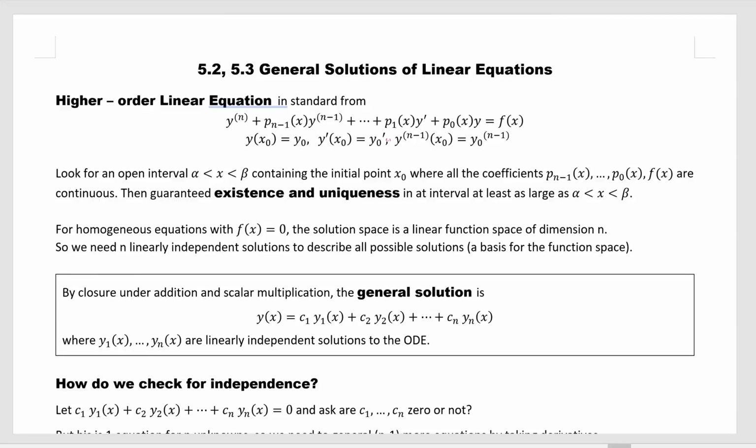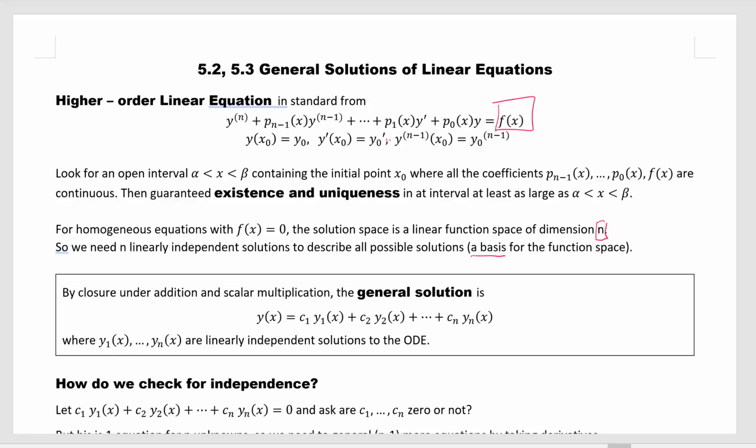It guarantees that unique solutions exist at least as large as the interval alpha beta. For a homogeneous equation, the right-hand side, the force function f of x, is 0. The solution space is actually a linear function space of dimension n. In section 5.1, we already showed that this linear function space is a vector space of dimension n. So we need n linearly independent solutions to describe all the possible solutions, which is the basis of a vector space. So a basis for this function space.